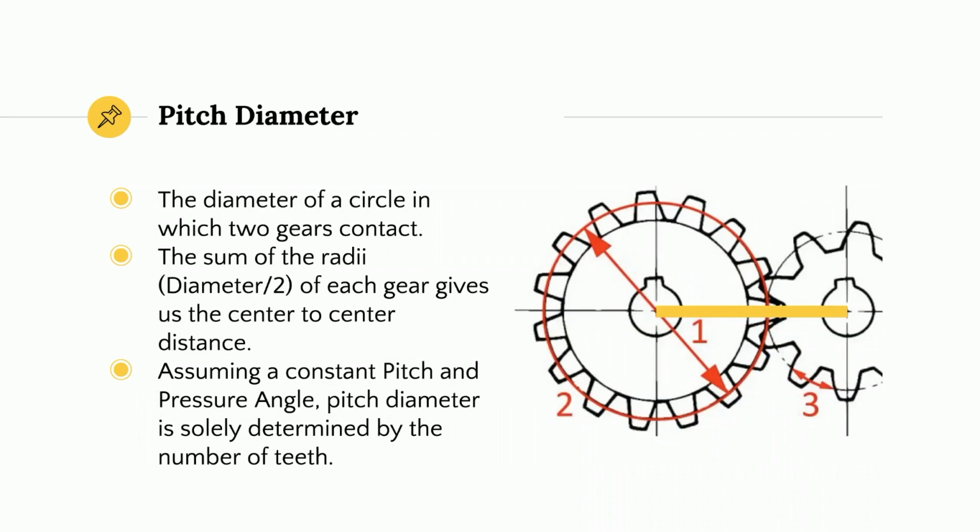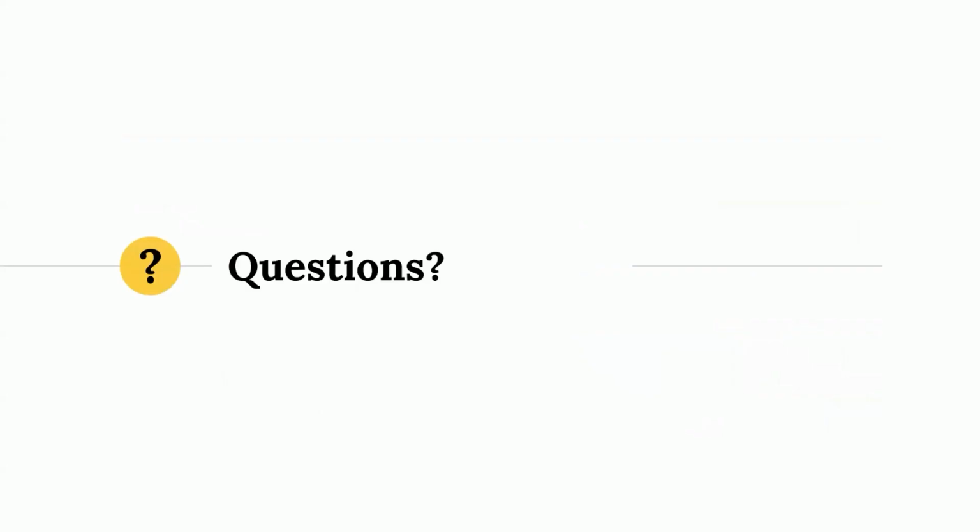Assuming a constant pitch and pressure angle, pitch diameter is solely determined by the number of teeth. So if you have the size of the teeth plus the angle of the teeth, then if you change the diameter, you'll have to change the number of teeth. And if you change the number of teeth, it'll have to change the diameter. One quick tip: if you want another way of finding a gear ratio, just divide the diameters, because it'll be the same as dividing the teeth. Any questions?